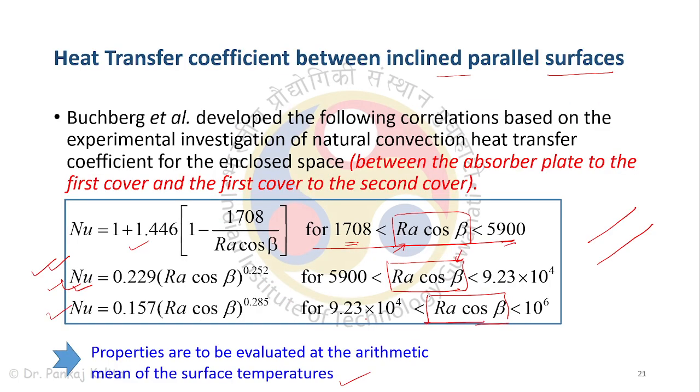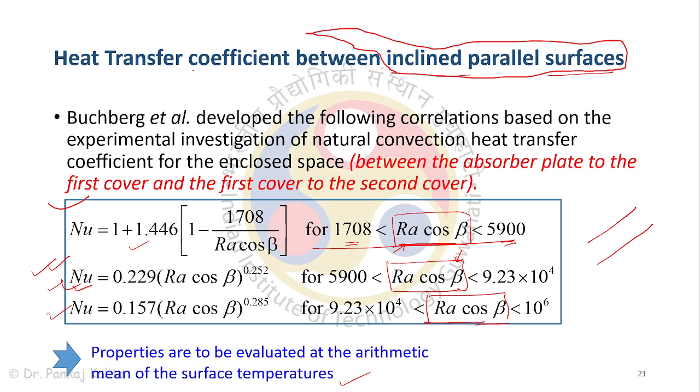So if you see, there are some derived correlations that you need to remember while solving the numericals. What is this Rayleigh number into cos beta value? What is the value of this particular term? So which particular Nusselt number equation are you going to use? This is given for the absorber plate, basically the correlation between inclined parallel surfaces. This is the heat transfer coefficient between inclined parallel surfaces.